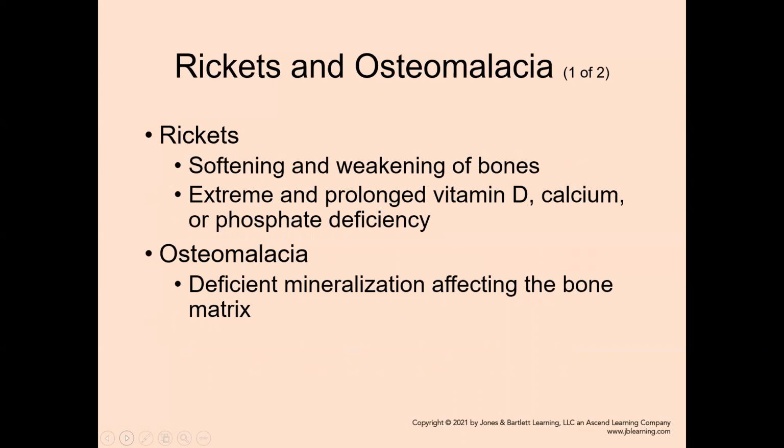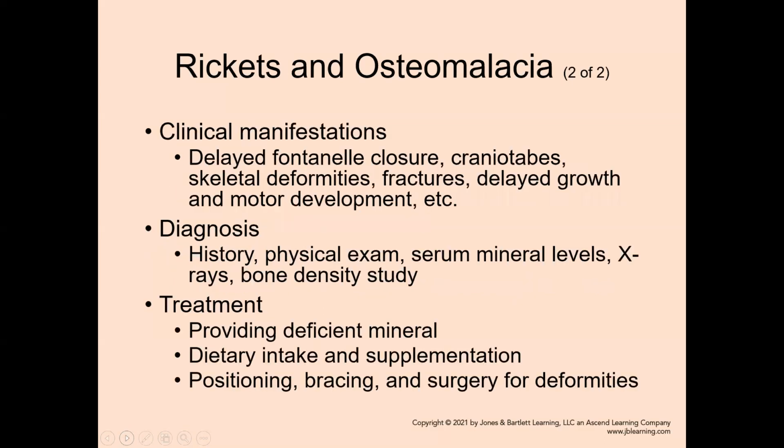Rickets is a softening and weakening of the bone. There are extreme vitamin D, calcium, and phosphate deficiencies. In osteomalacia, there are deficient mineralizations affecting the bone matrix. Manifestations of these are similar. They may have delayed fontanelle closure as children, cranial tabs, skeletal deformities, fractures, or they may have delayed growth or motor development.